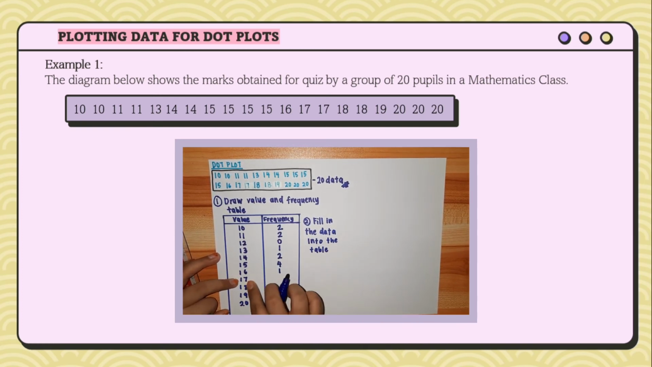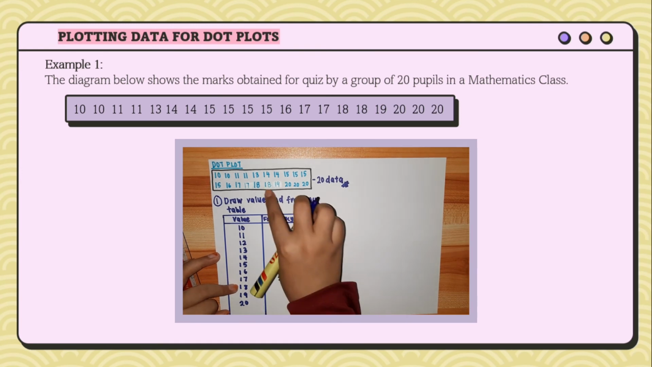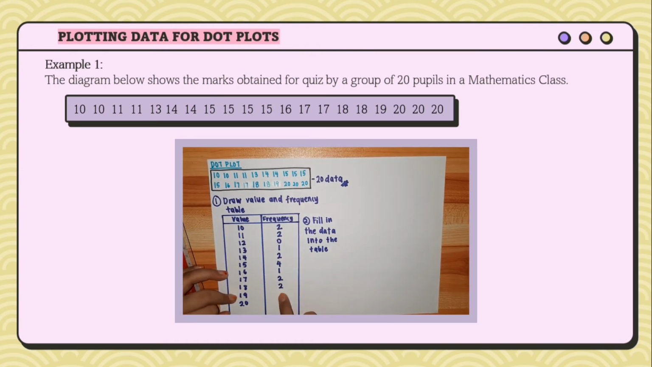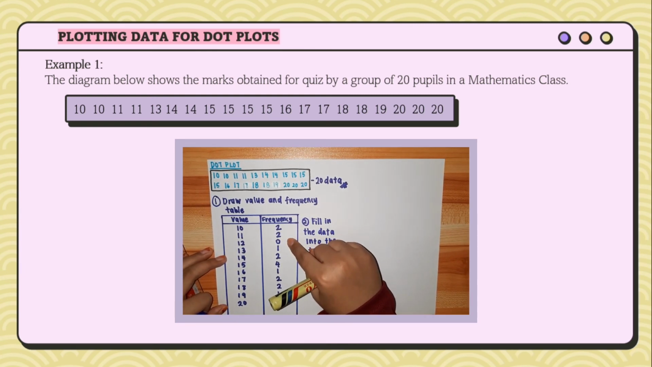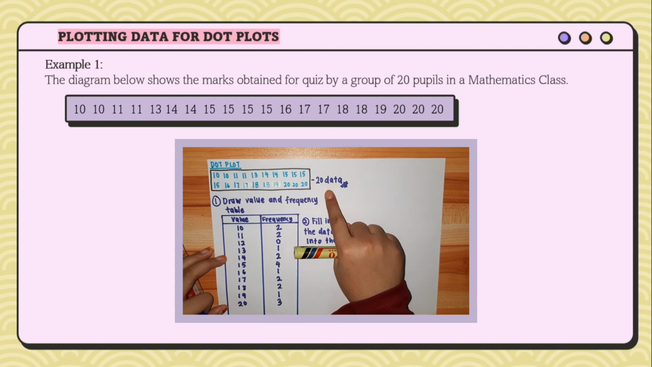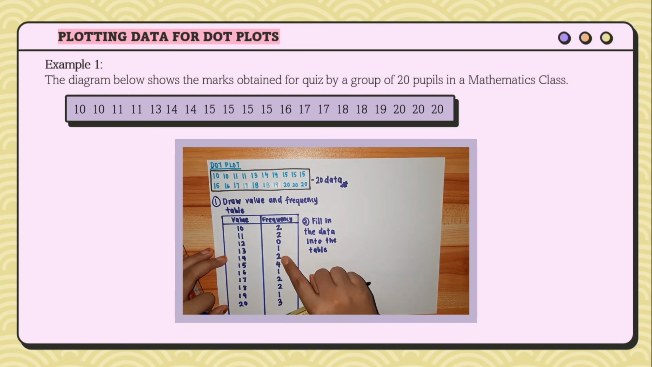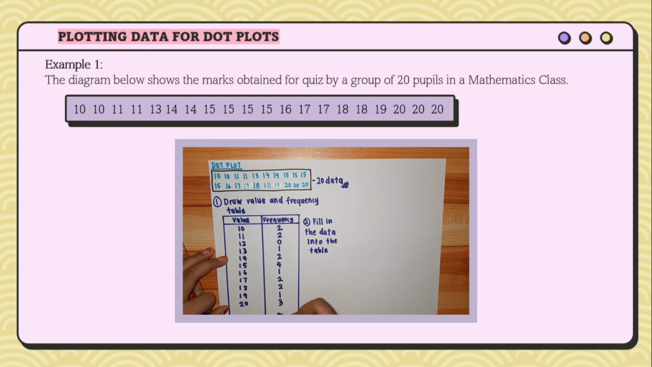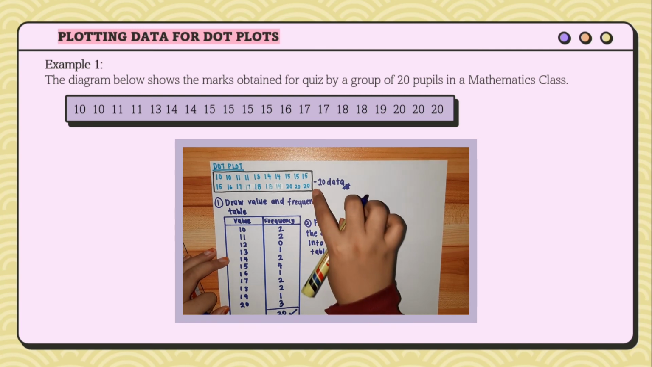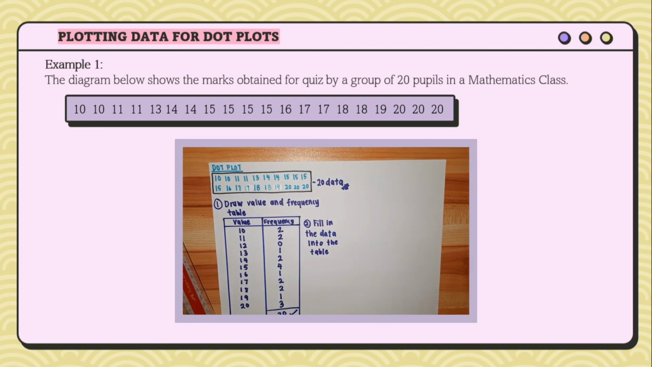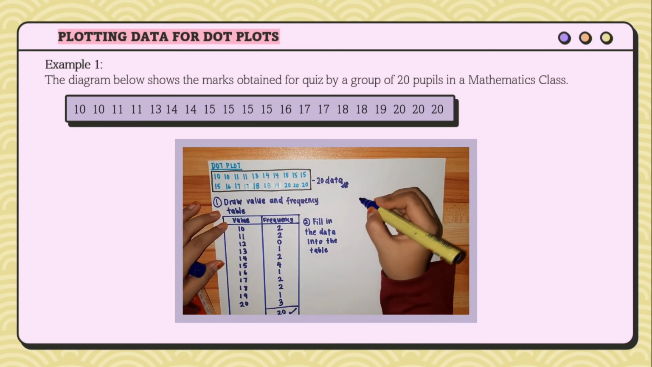16, we have 1. 17, also 2. 18, we have 2. 19, we have 1. And the last one, 20, we have 3. To make sure the data that we have filled into the table is correct, it needs to be 20 data so that it will tally with the data. You can sum up all the frequencies and make sure the final answer will be 20. Since the total frequency we got is 20, it means that the table here tallies with the values given.